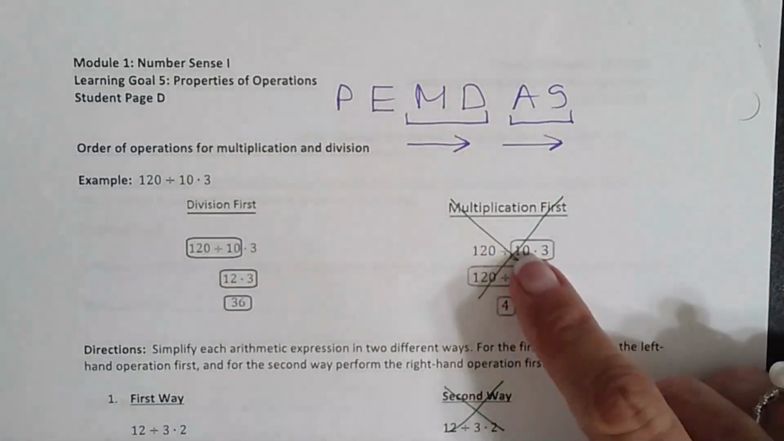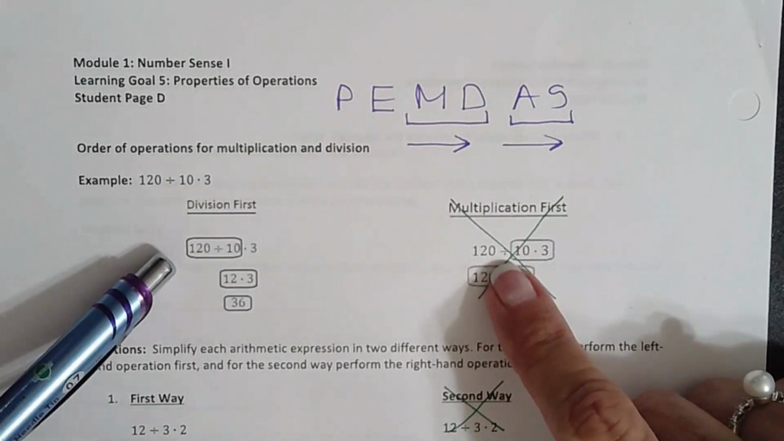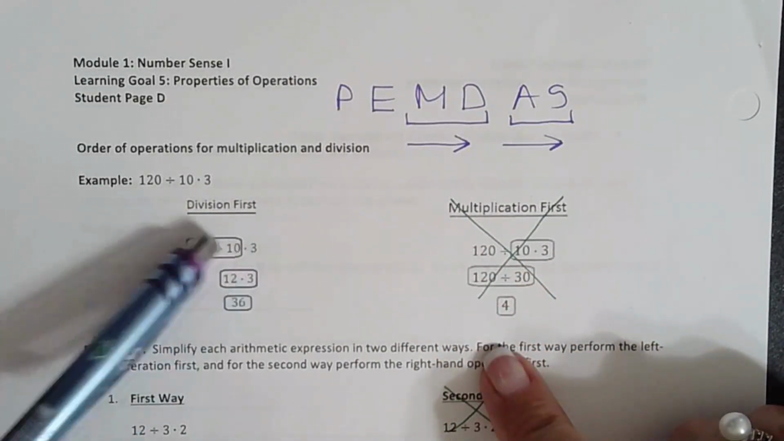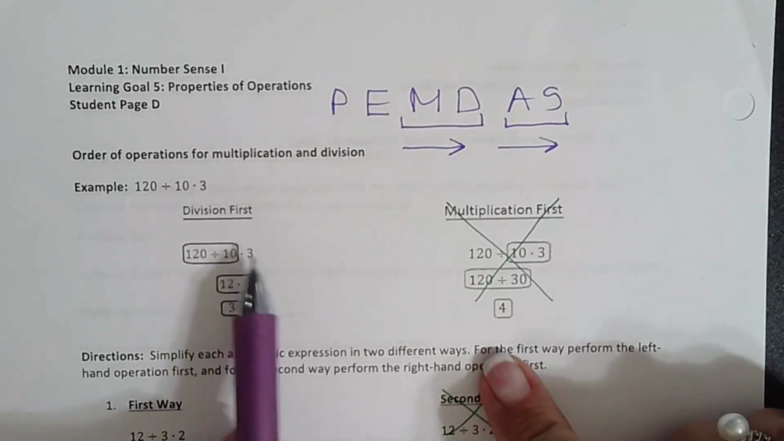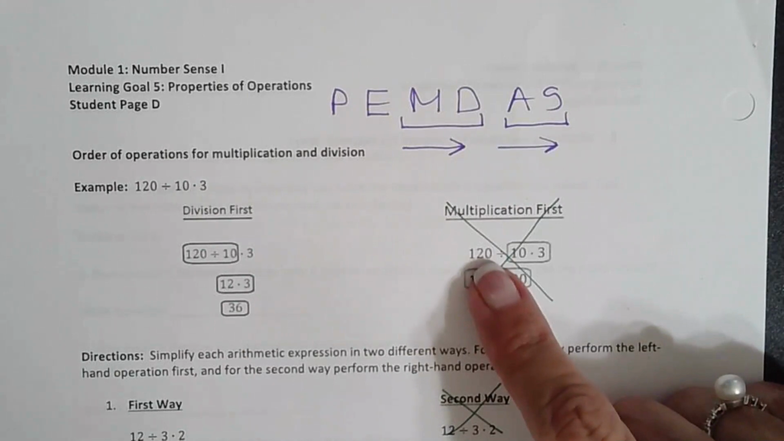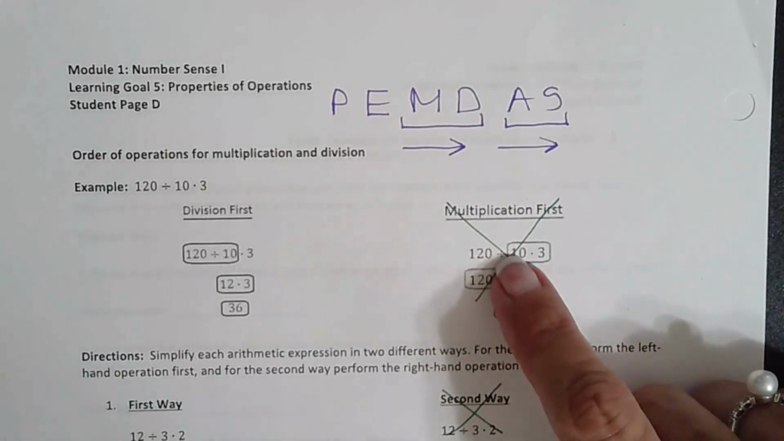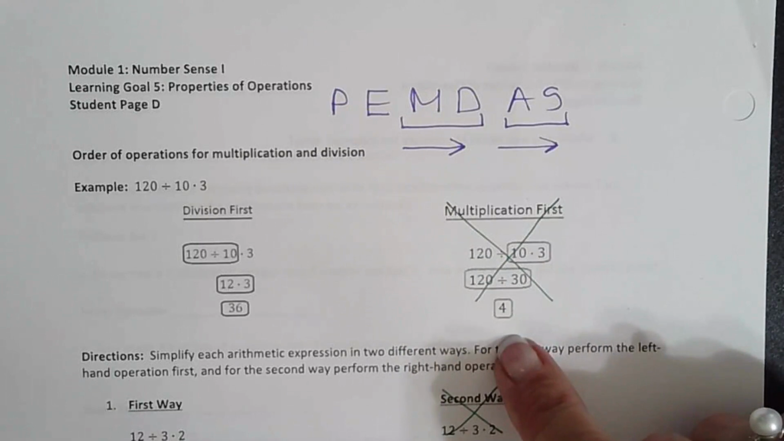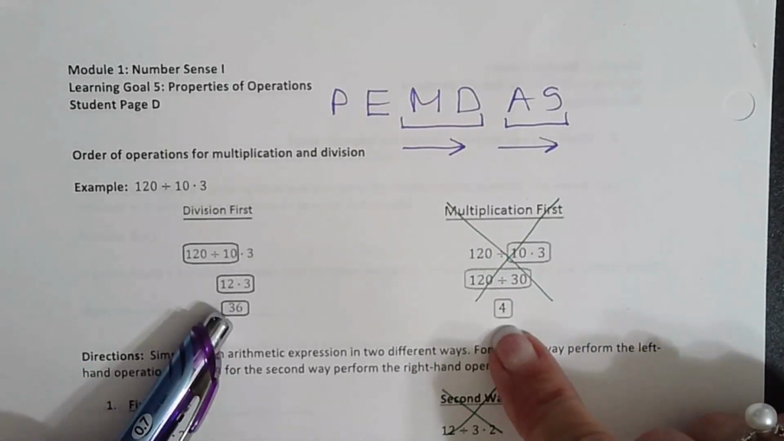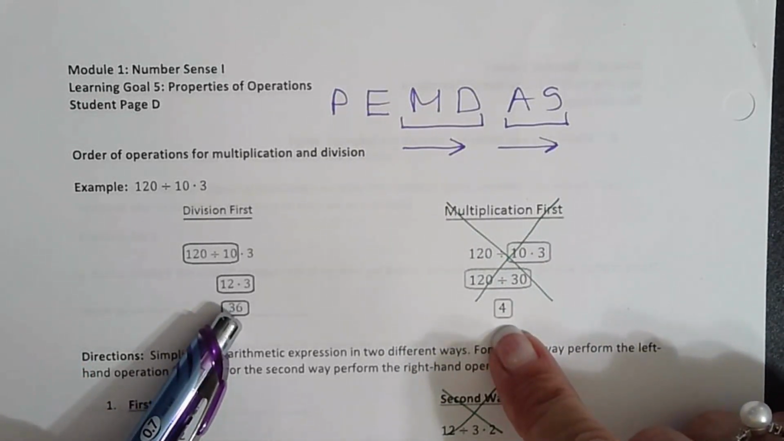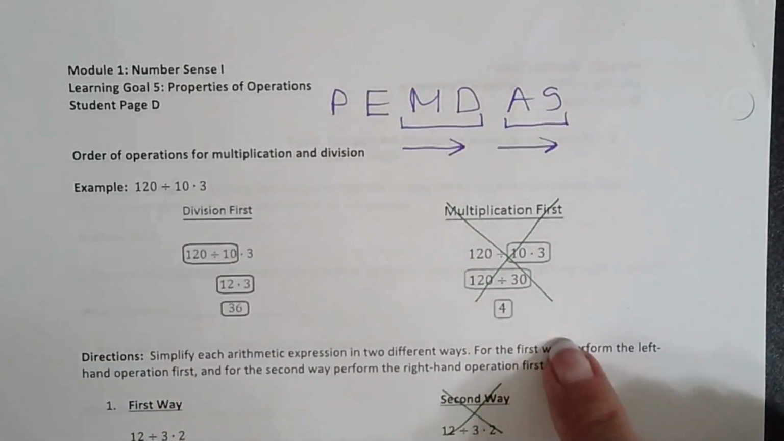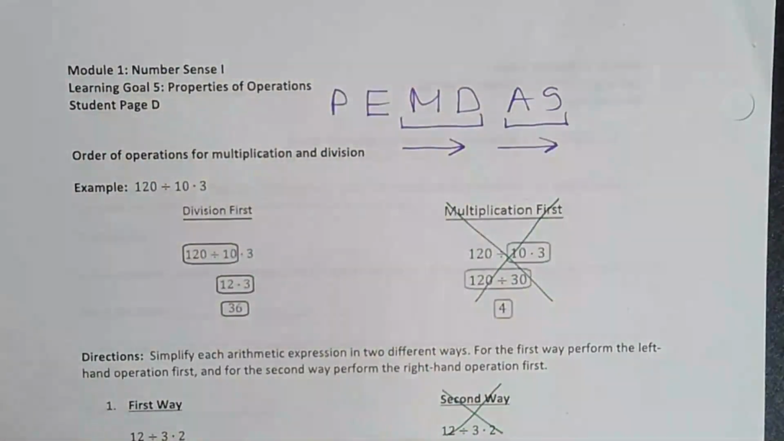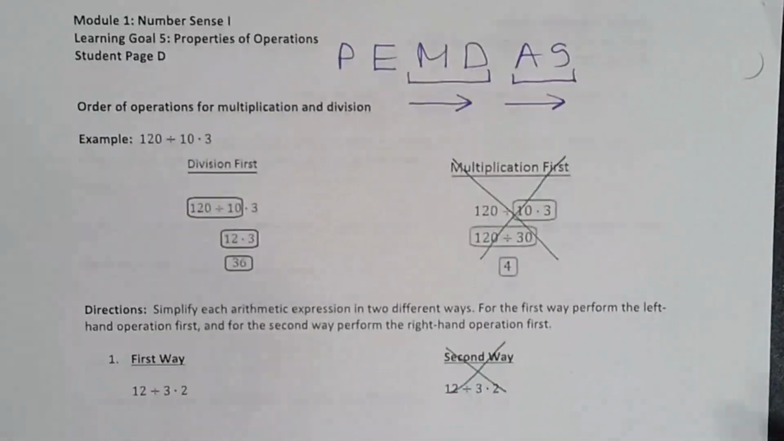And you can see I did these two both ways. So when I did it the correct way, going left to right, 120 divided by 10, the zeros cancel and you get 12. 12 times 3 is 36. When you do it the wrong way and multiply first, you get 30. 120 divided by 30 is 4. Look at the difference in the answers. Quite different. So that's why I'm not going to do that side. I want you to see that you do get different answers, but I only want to do it the right way. Multiplication and division are done left to right.